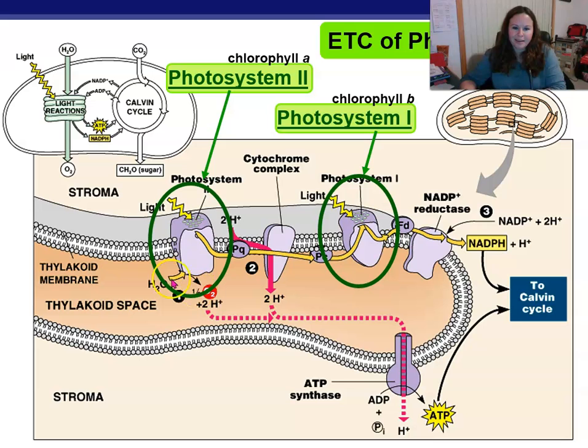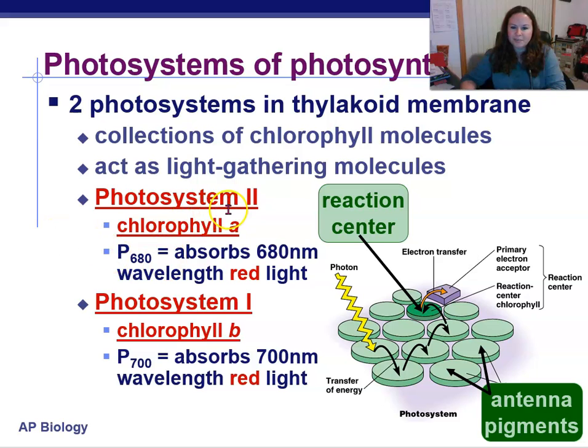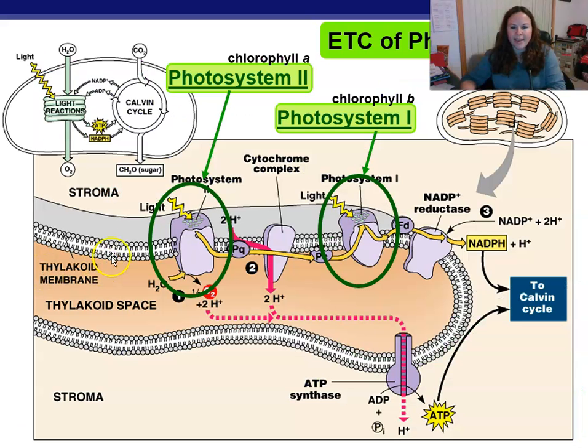All right, there's another thing. Let me go back one second. Remember, photosystem 2 had more chlorophyll A. Photosystem 1 has more chlorophyll B. And you have different types of chlorophyll. That way you can absorb more of the sunlight, more of the spectrum, different wavelengths.